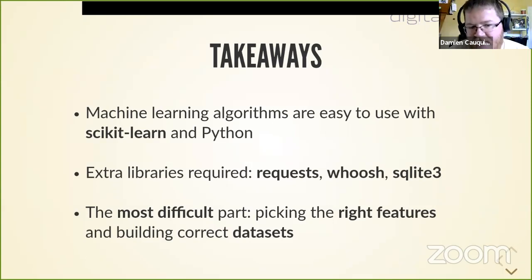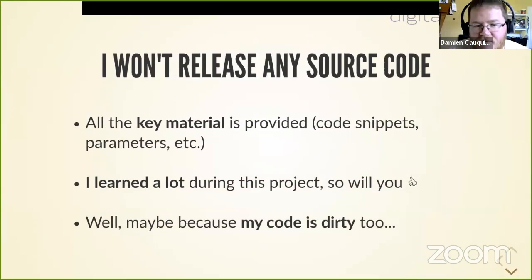Since all the algorithms are already implemented in these libraries, the hardest part is to correctly choose the information you are going to use for this automatic learning. I won't release any source code because, first, my code is quite dirty. It's just an experiment. I didn't plan to release it. But you get all the key materials provided in this presentation: the code snippets, all the parameters I used, and so on. And I learned a lot during this project. So will you if you try to do this experiment by yourself.